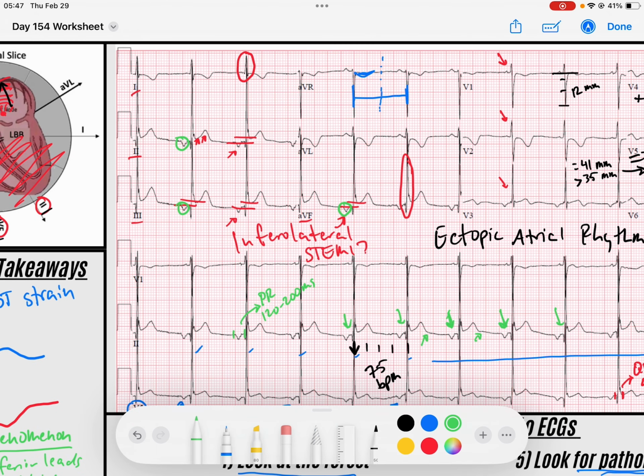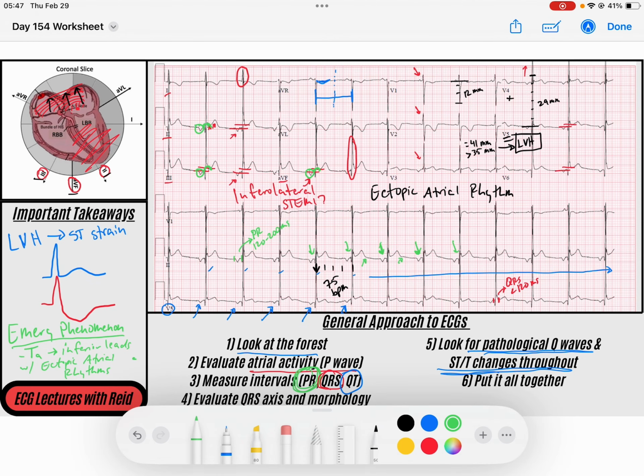And if you could imagine, the atrial T wave would be occurring right around there, right? It'd be occurring right around here. And so because of that, you can actually have some artificial ST elevation. But this is atrial T waves, right? So this ST elevation isn't from ischemia. And so when you look at this rhythm, you're like, well, is some of the ST segment elevation in the inferolateral leads because of Emery phenomenon? Also, what is the contribution of this left ventricular hypertrophy strain?